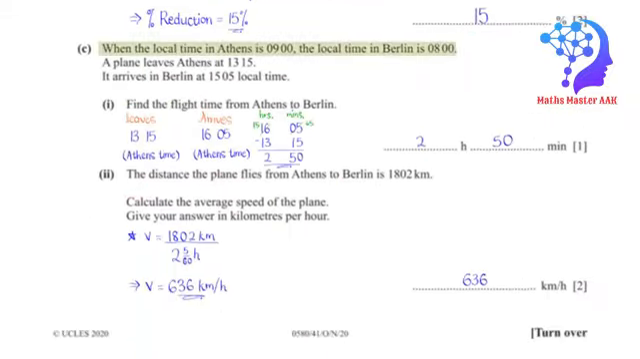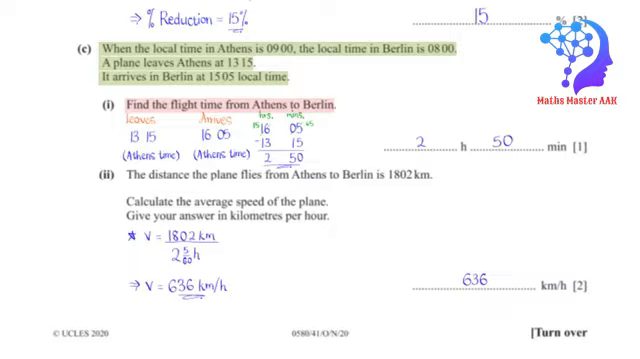When the local time in Athens is 9 o'clock, the local time in Berlin is 8 o'clock. A plane leaves Athens at 13:15. It arrives in Berlin at 15:05 local time. Find the flight time from Athens to Berlin.